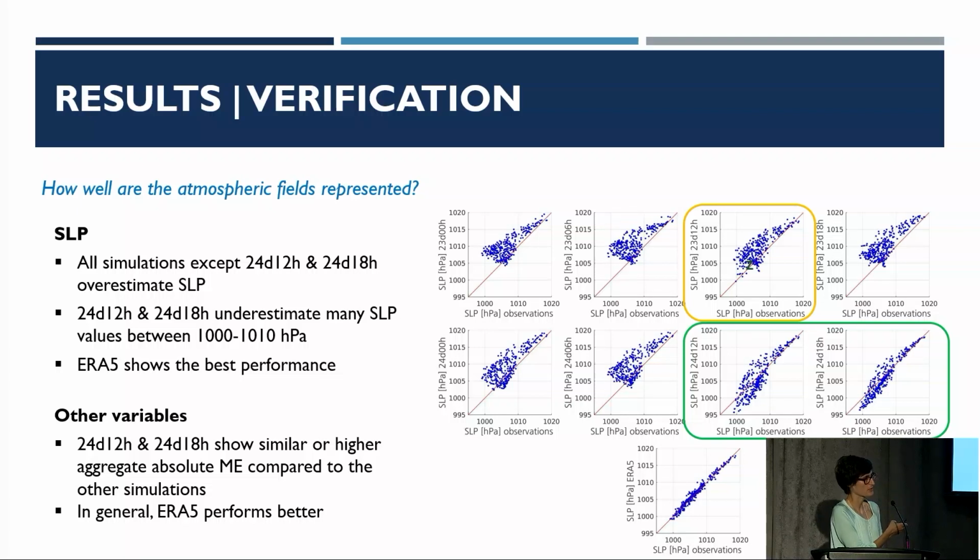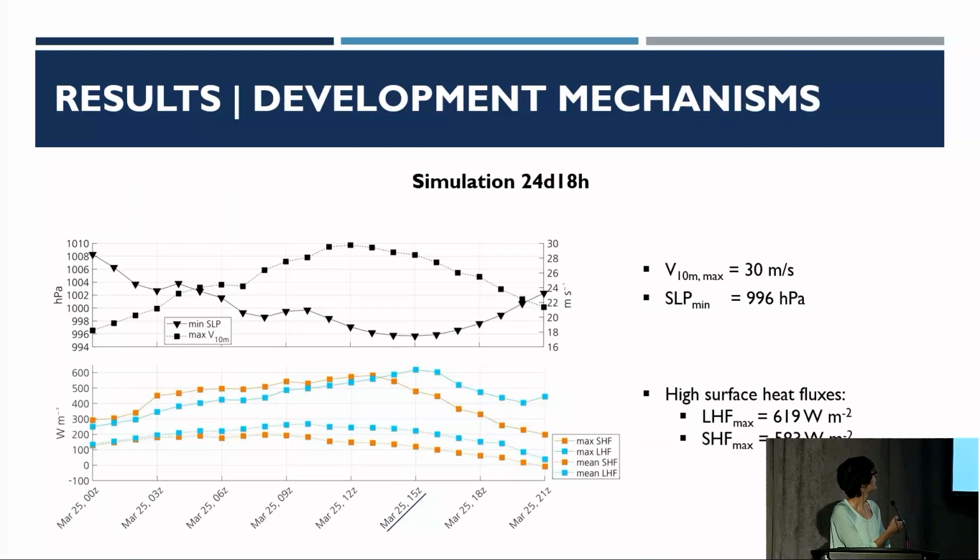We can see like an arrow-like shape. As for the other variables, the results are not very different between the simulations, and it's actually a little bit surprising that the simulations that simulate the polar low have similar or higher aggregate absolute mean error compared to the other simulations.